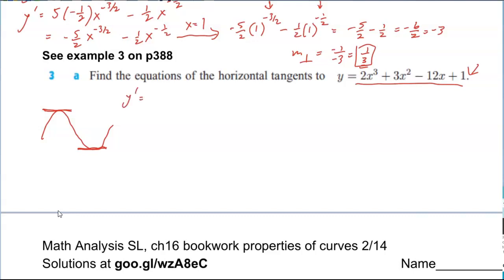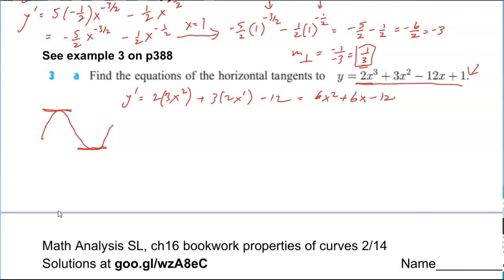So first thing we're going to do is find the derivative. We find the derivative just by doing power rule. Coefficient stays, 3 comes down, reduced by 1. Coefficient stays, exponent comes down, reduced by 1. Coefficient stays, x disappears, and we're done. Now let's simplify a little bit: 6x squared plus 6x minus 12.